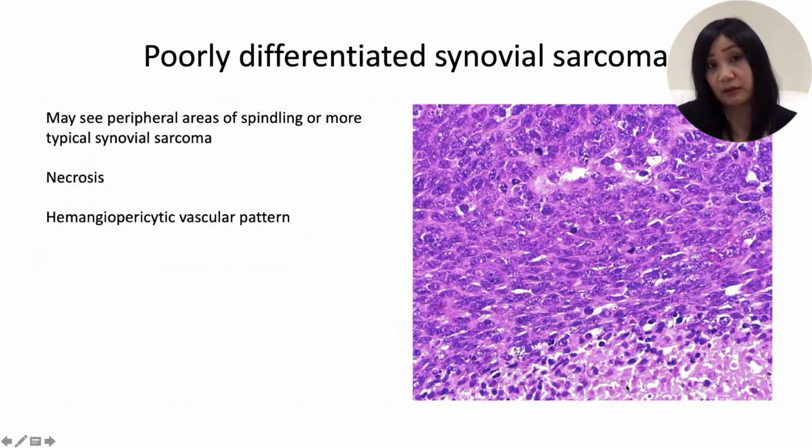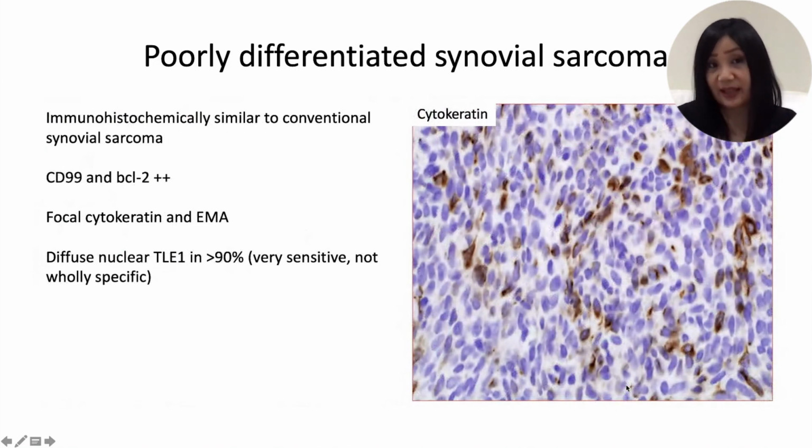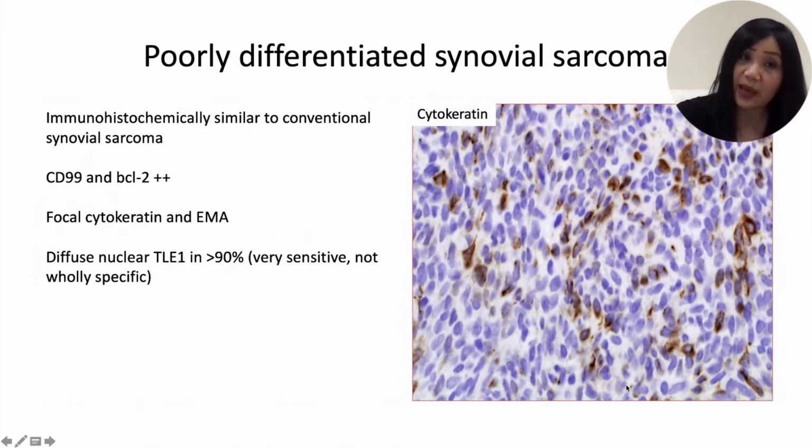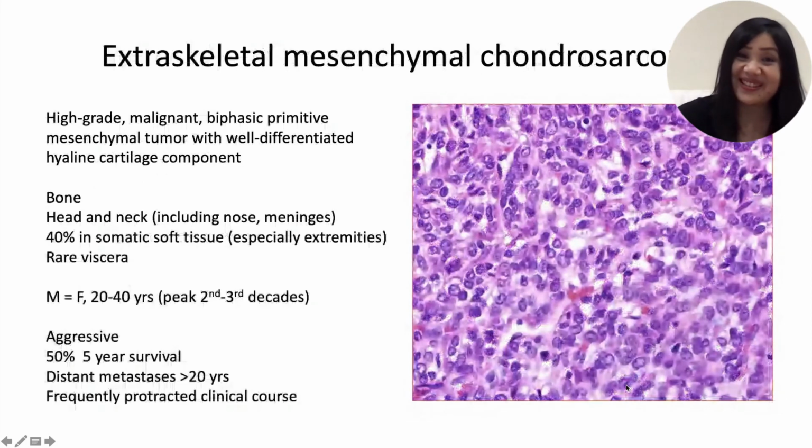Quite frequently, there are typical areas of spindled synovial sarcoma, at least focally, and perhaps a hemangiopericytoma-like vascular pattern. You can see HPC pattern here. And immunophenotypically, these are similar to conventional synovial sarcoma with very focal keratin and EMA expression. Also diffuse nuclear TLE1 in more than 90%, which we would not expect in Ewing sarcoma. Associated with SS18-SSX fusions for most cases, and Prof has spoken about those.